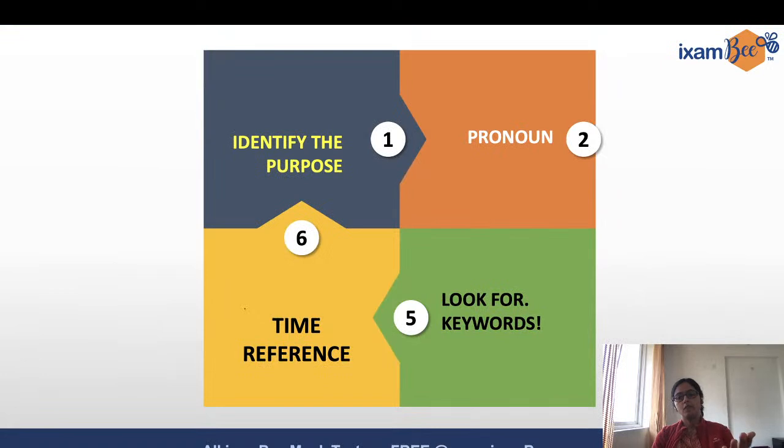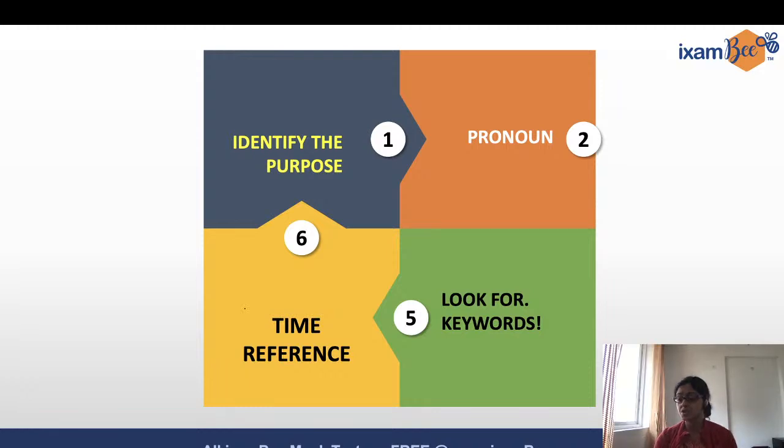So identify the purpose. What is the passage talking about? Is it talking about a concern? Maybe it's talking about globalization. Maybe it's talking about global warming. Maybe it's talking about pollution. Is it expressing a concern? Is it talking about a theme? Maybe the topic of how the pandemic affected the markets, or how are we handling the vaccination scenario? So is it talking about a scenario?